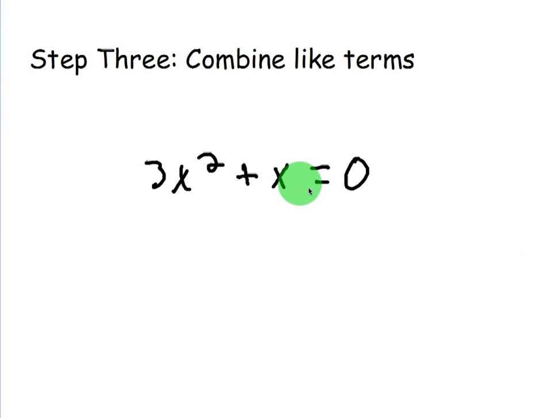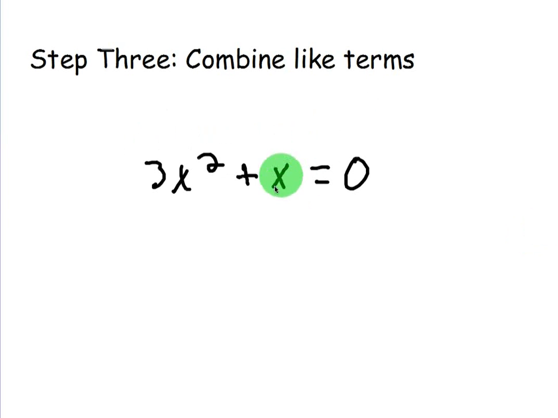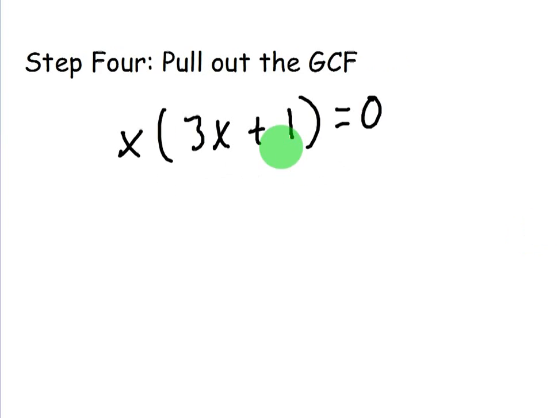Pull out an x. Good. Pull out an x, which is, yep, that's correct. So you're left with x and then 3x plus 1. Oh, I forgot one was there. Yeah, you have to, because x times 1 is x, so you have to do it that way.